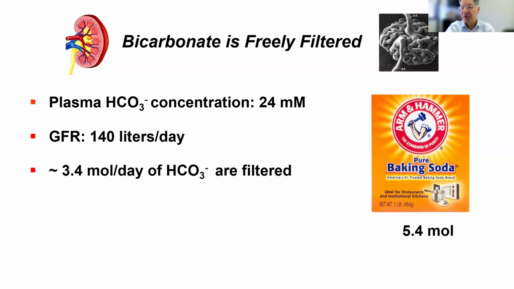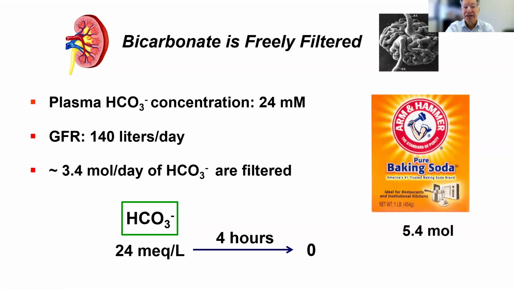As an example, there's about 5.4 moles of bicarbonate in a box of Arm & Hammer baking soda. So about 2/3 or so of the total amount gets filtered through our glomeruli. Now, if that was freely allowed to filter and nothing else happened, in about 4 hours, your blood bicarbonate would be zero. So clearly mammals have evolved to prevent that from happening.